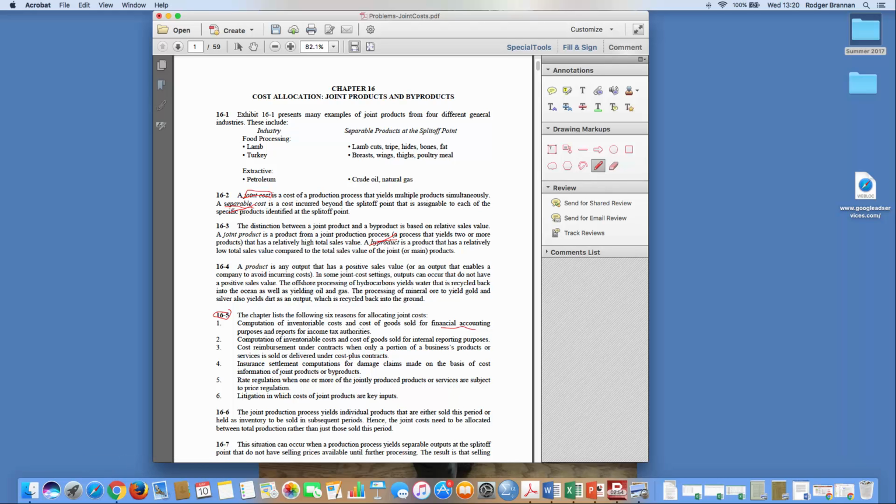Okay, joint production costs are going to either stay in inventory because the joint product has not been sold, or they become cost of goods sold, and it's sold.